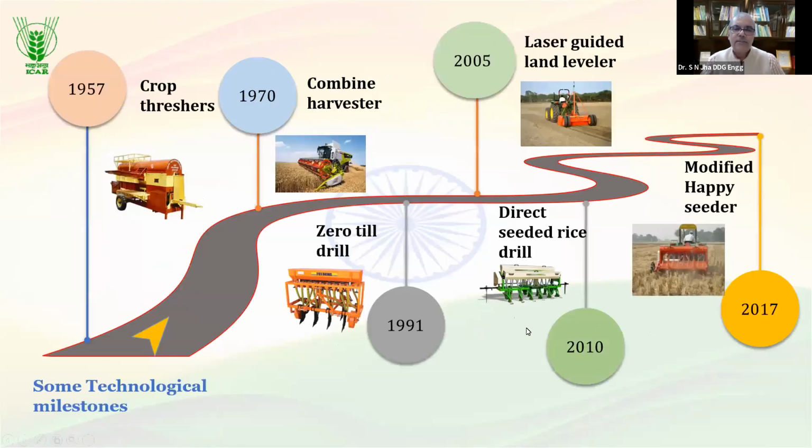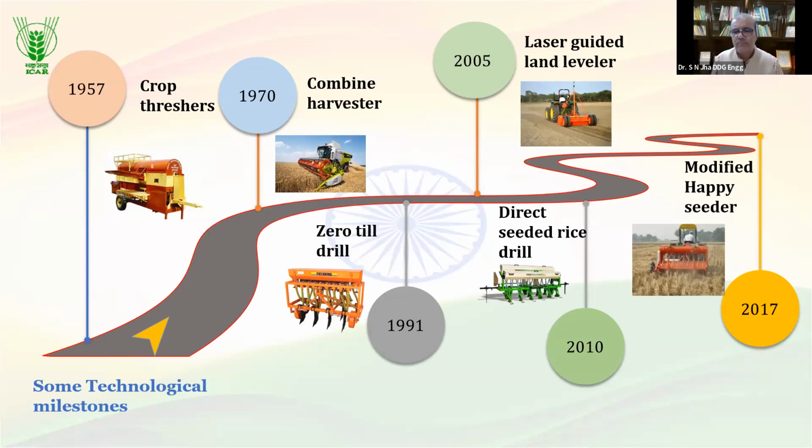And then, friends, some of the old developments, I have put some technological milestones. Crop threshers, it came in the '60s, but it helped to make the green revolution a success. Otherwise, all harvest and combine harvester. Recently, in 2022, this harvester actually saved all the wheat harvesting because there was no labor in the fields. Then zero-till drill, direct seeded rice drill, laser-guided land leveler, modified happy seeders. All you know the modified happy seeders and super seeders.